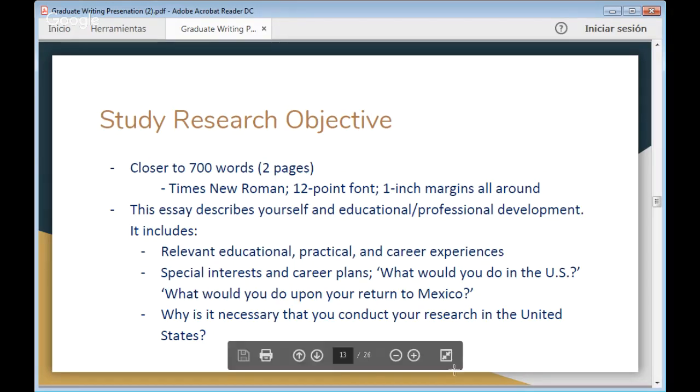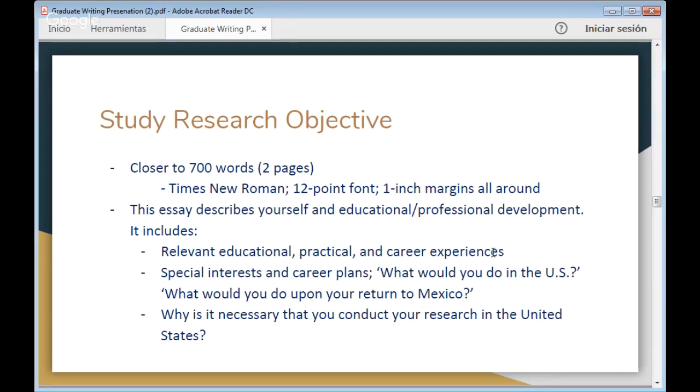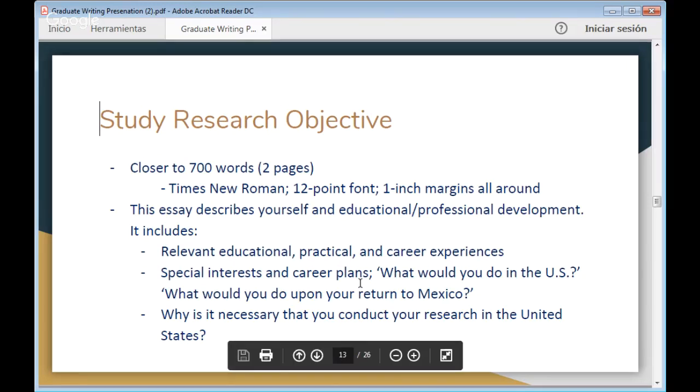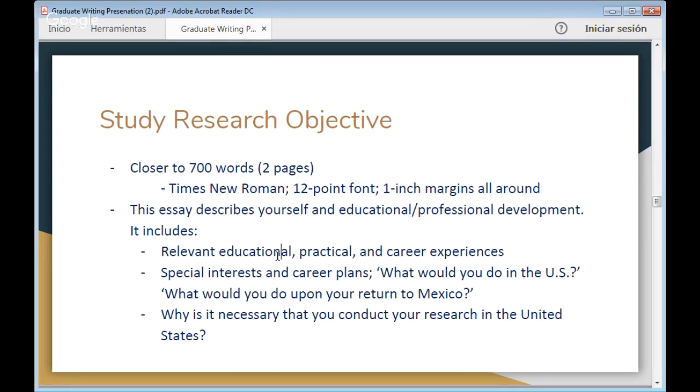So here we see relevant educational, practical, and career experiences. So you do want to provide a little bit of context about yourself. But generally, the main story idea of it will go in the personal statement. This is connecting this to your educational and career experiences, to be able to connect it to your future plans in the study research objective.